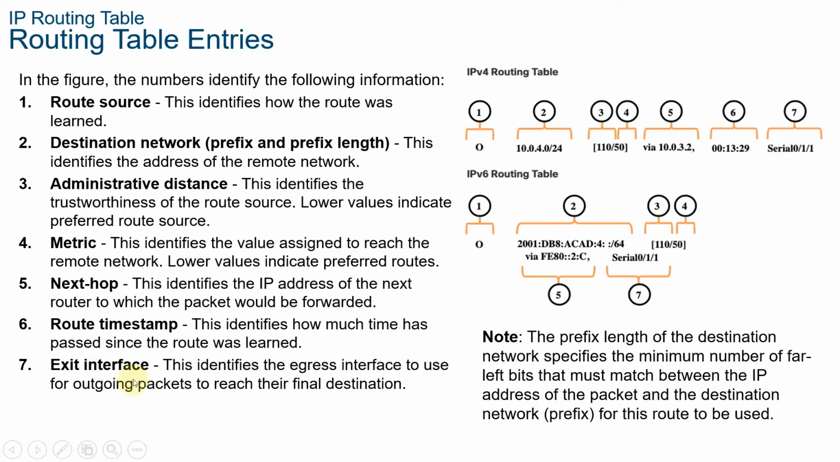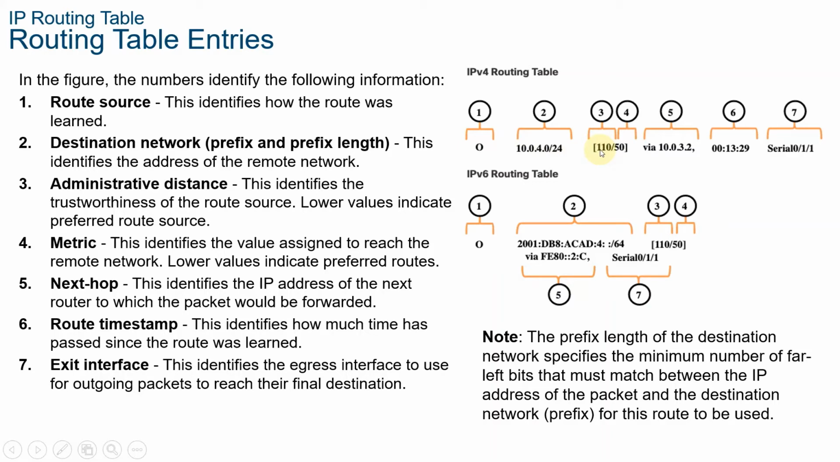Okay, so basically, we have here the information available. The first one denotes the route source. This identifies how the route was learned, and this is via dynamic, since O is OSPF and it's a dynamic routing protocol. The second one is the destination network, so prefix and prefix length. This identifies the address of the remote network. So this is your destination network here, going to 10.0.40.0/24.